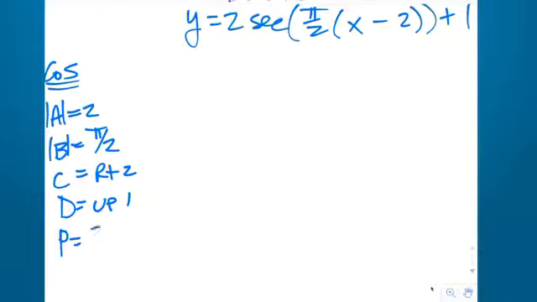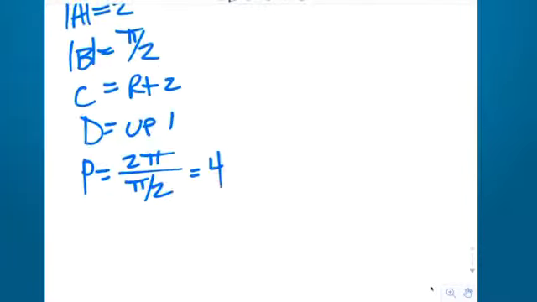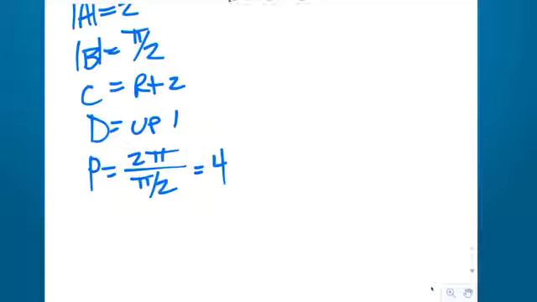The period is 2 pi over b, which is 2 pi over pi halves, which of course simplifies to what? Stay, change, flip. Your pi's divide out. 2 times 2 is 4. Now, because there's a horizontal shift, you can either make a sacrificial axis or just think about it. We're kind of evolving, so maybe you don't have to do the rough draft anymore.